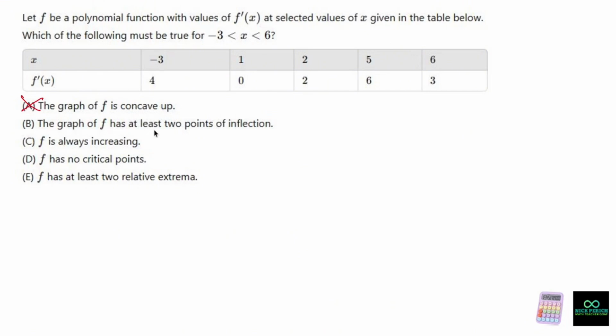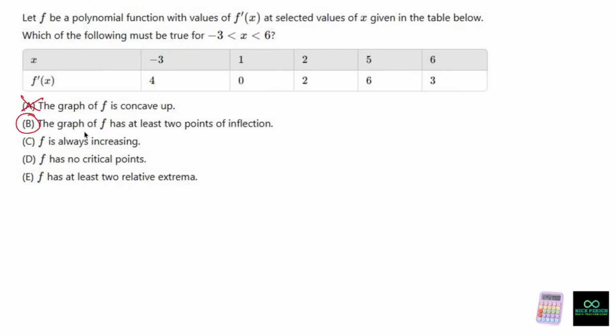The graph of f has at least 2 points of inflection. Looking at what I have, it looks like f prime changes direction twice. I go from 4 to 0 to 2, so that's a change of direction. And then from 2 to 6 to 3, there's another change of direction. Since it changes direction twice, we can assume that the graph has 2 points of inflection.